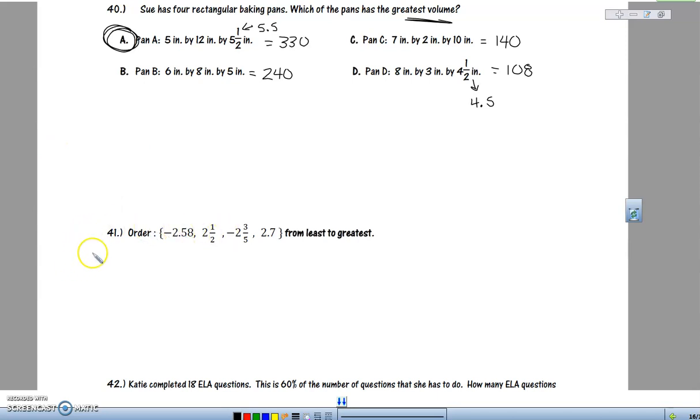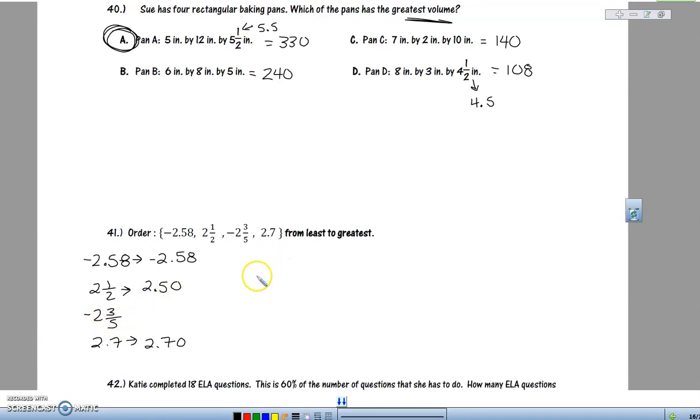Okay, number 41 is a little lengthy. We need to put these in order from least to greatest. So I go down and I usually make a list. And -2 3/5, 2.7. I'm going from least to greatest. So I always recopy the decimals over. I'm going to add a 0 because I already see that. 2.5 I know is 2.5. I'm going to add a 0. You can do long division for that.